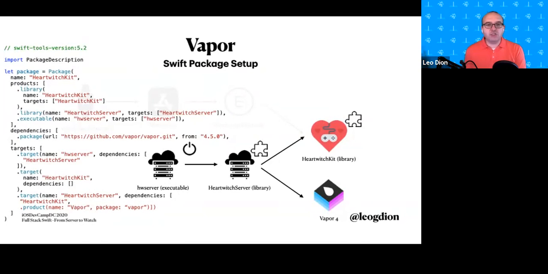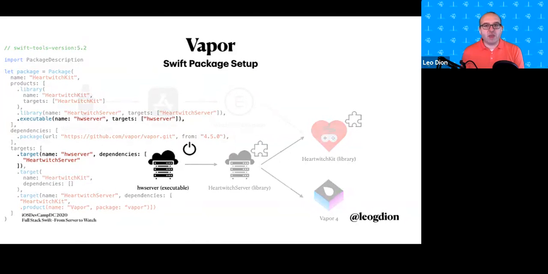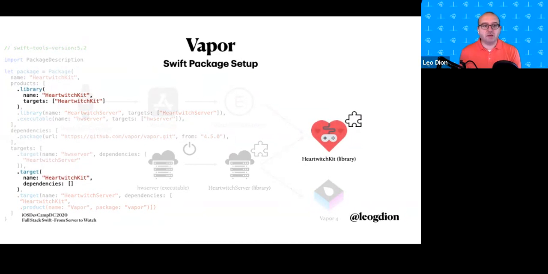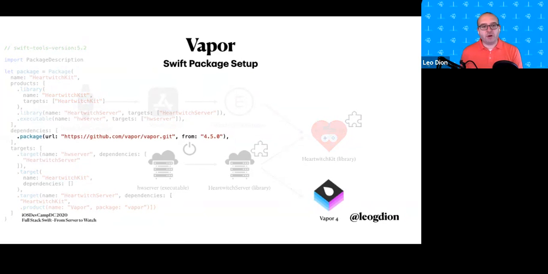So here's what our package.swift is going to look like. As you can see here, we have the HW executable set up as an executable and its target, which depends on Heartwitch server. We have Heartwitch server, which has its dependency to Vapor. And we have Heartwitch kit, which has no dependencies, and is, like I said, the bulk of the code here. And then we have our dependency to Vapor, which all we have to do is set up the URL to the Git repo. And then we also have to set up the version number that we want to pull from.